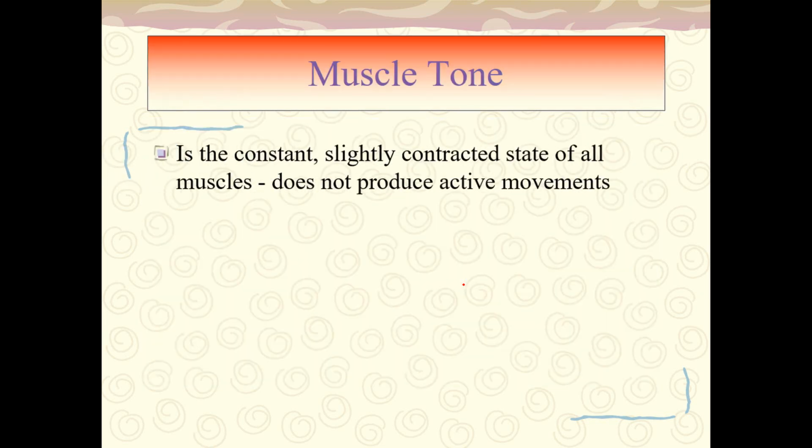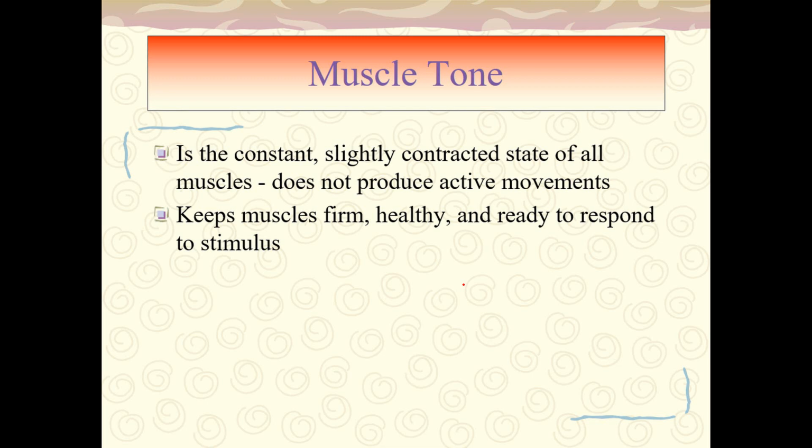All right, muscle tone. This is the slightly contracted state of all muscles, and it doesn't produce any active movements, and it keeps muscles firm, healthy, and ready to respond to stimulus. So all of our muscles will have these periodically slightly contracted states, and that's what muscle tone is. And that's why for a patient that has lost innervation to a particular muscle, it will start to wither away because tone isn't there, so it's not contracting at all, and it can't contract.